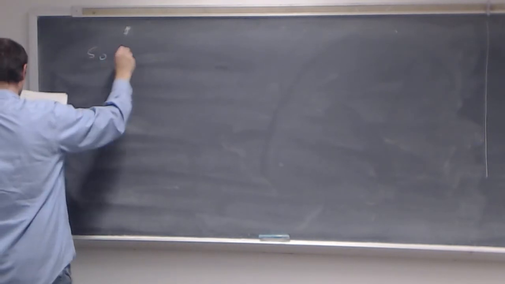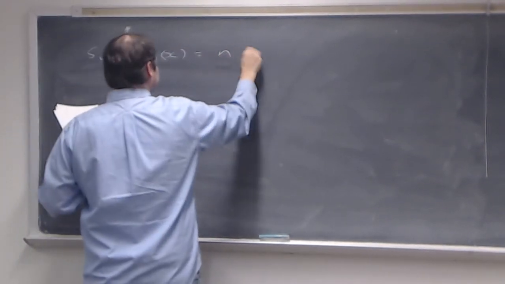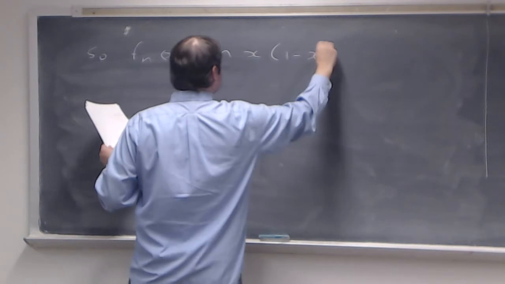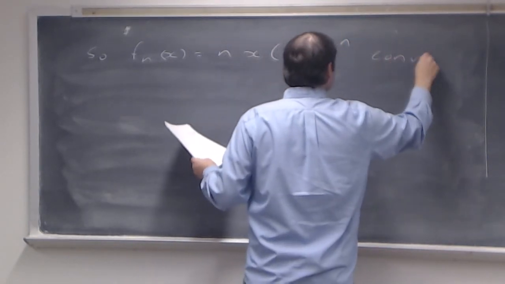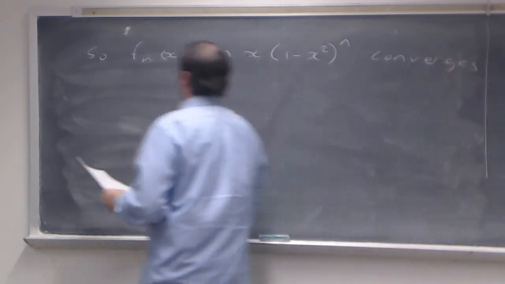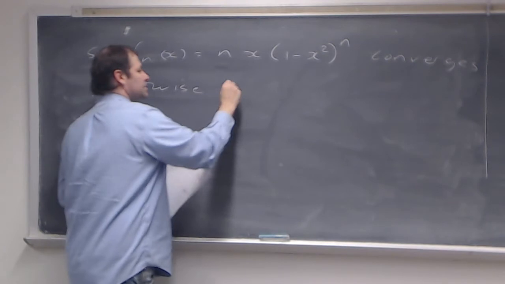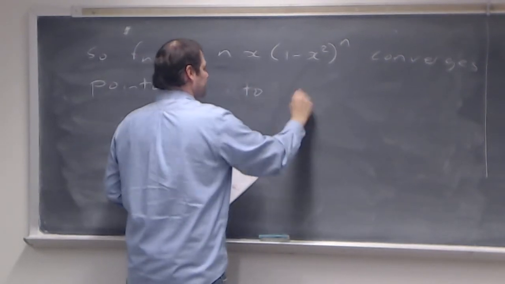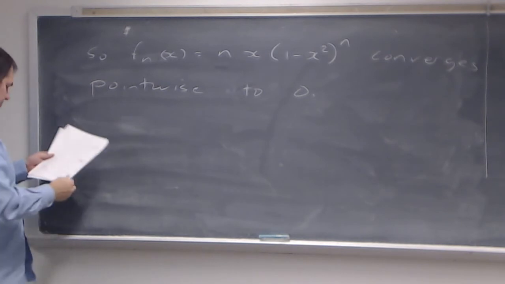So what that tells us is f sub n of x, which is equal to n times x times (1 minus x squared) raised to the n, converges pointwise to 0. That's what it tells us. Now we look at the integrals.